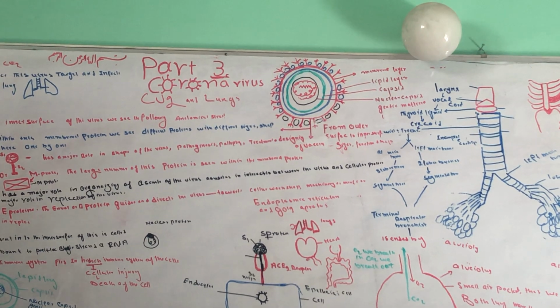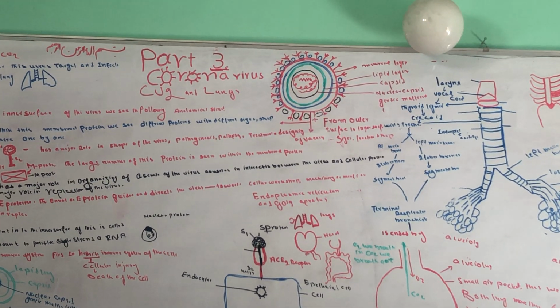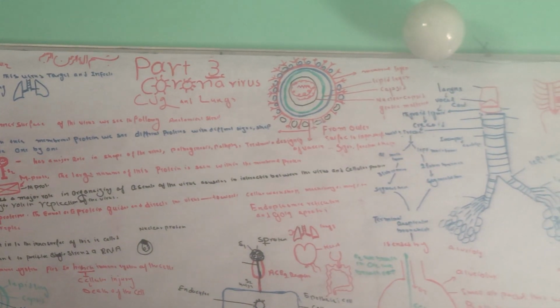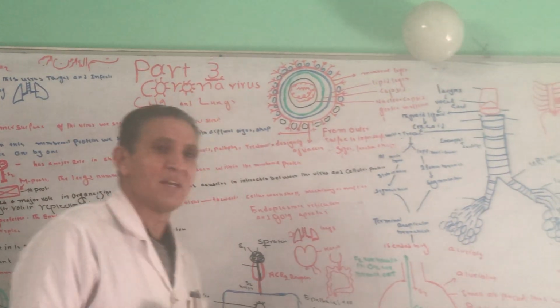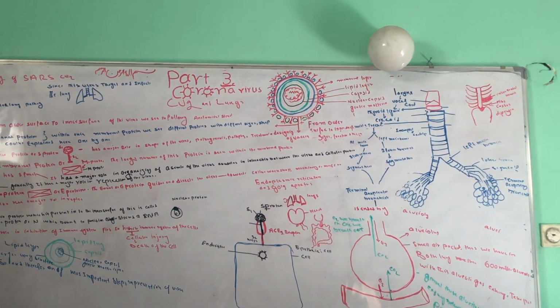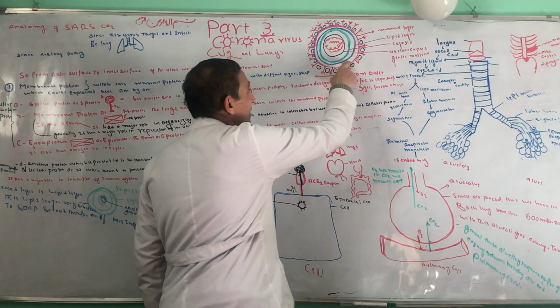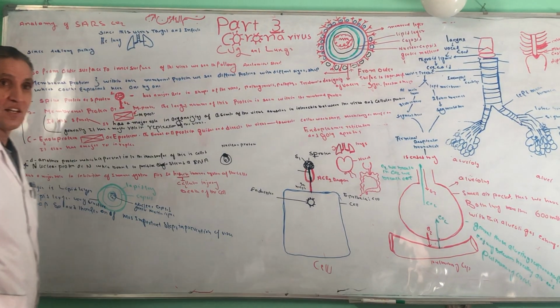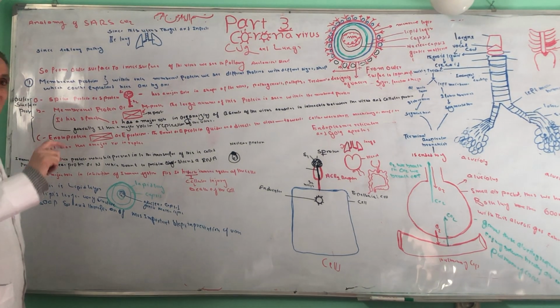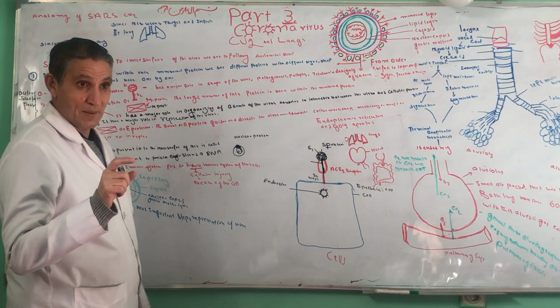This lipid layer is very sensitive to soap. And therefore, hand washing is one of the most important steps in prevention of this virus. By using soap, this lipid layer is dissolved and the virus escapes. So first was the membranous protein. Under the membranous protein, we have the lipid layer.